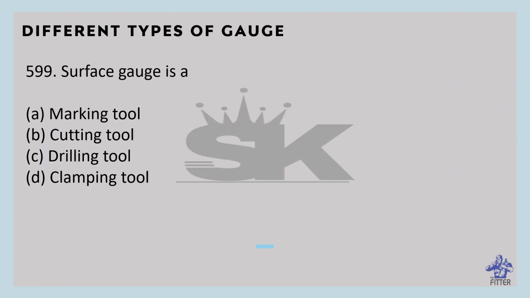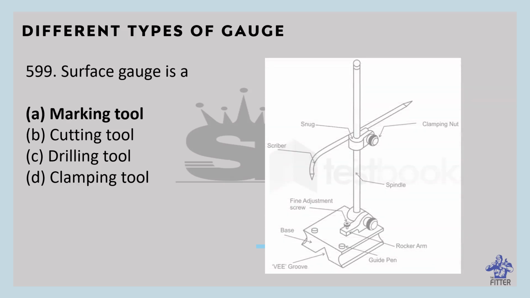Surface gauge is a marking tool, and used to measure the accuracy of workpiece. It is dimensionless as an instrument, also used to indicate the accuracy or evenness of surface. So this is the surface gauge.